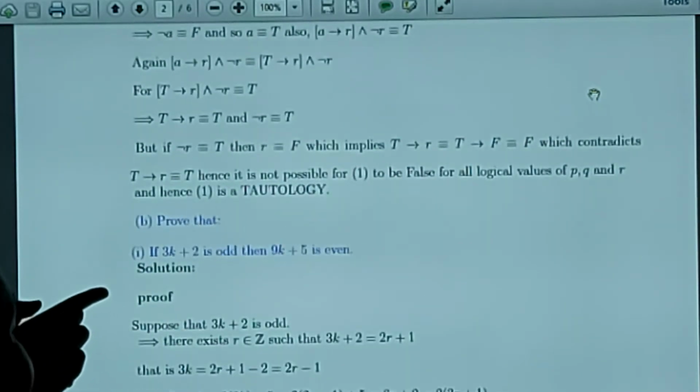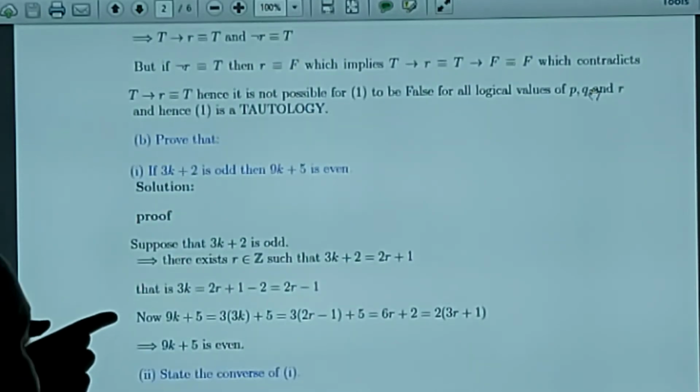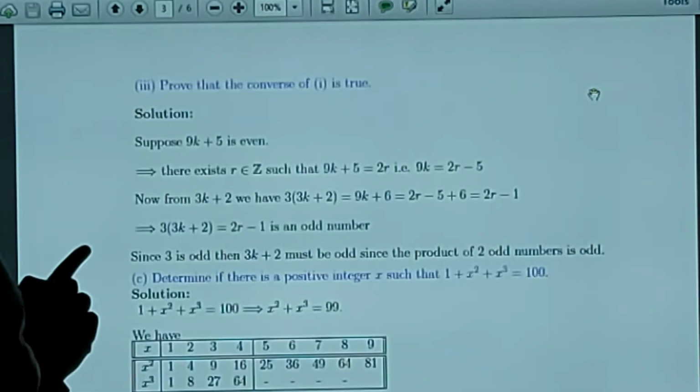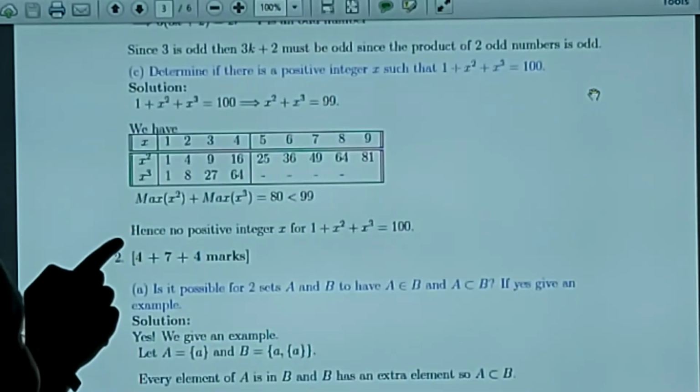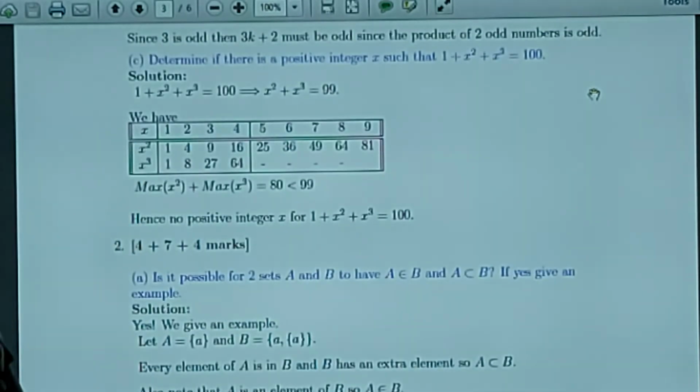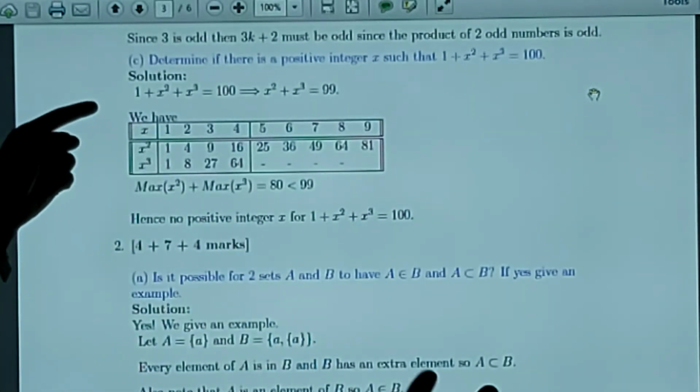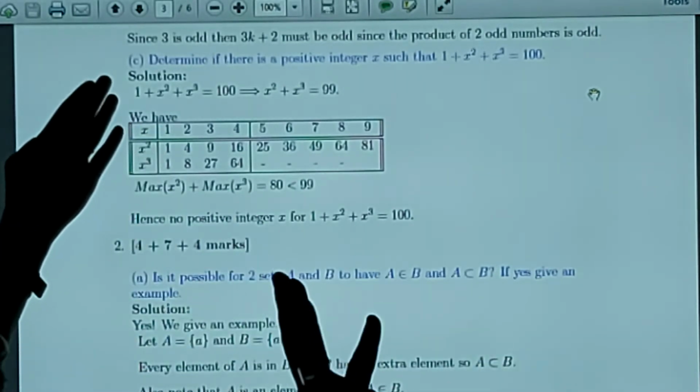Part B, everyone got. I think no one has a problem with part B, so I will not say anything about part B. Part C also, now, I go to part C. This is 4 marks. Now, for this, you must show working. So, this one, let me tell you what I did. I was giving 4 marks for this.